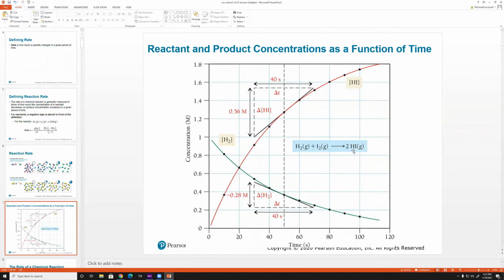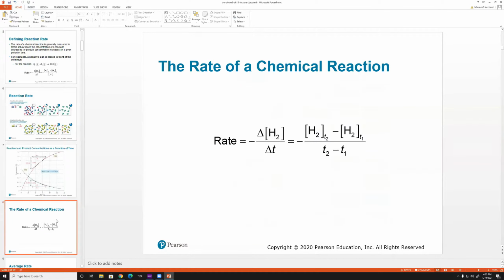And something you might be thinking of is how does the reaction rate change based on the coefficients in a balanced equation? And that's a good thought, but we'll talk about that more later. And there are equations that govern that as well.